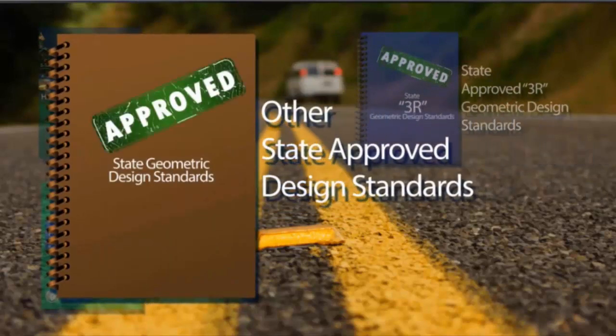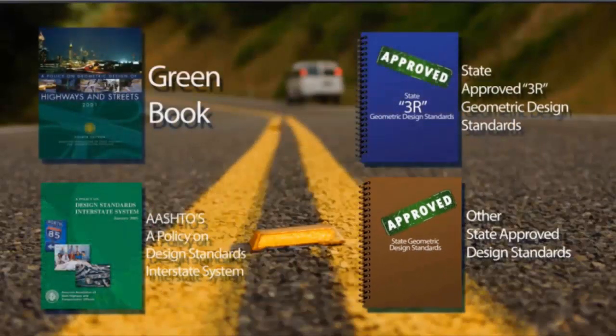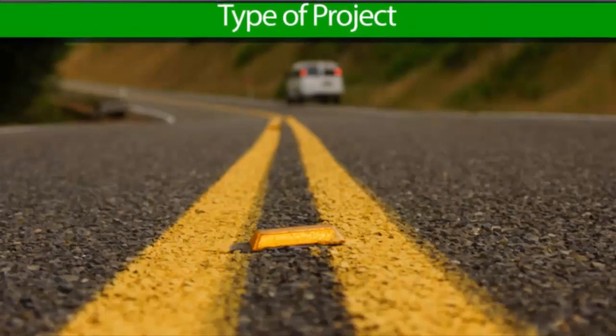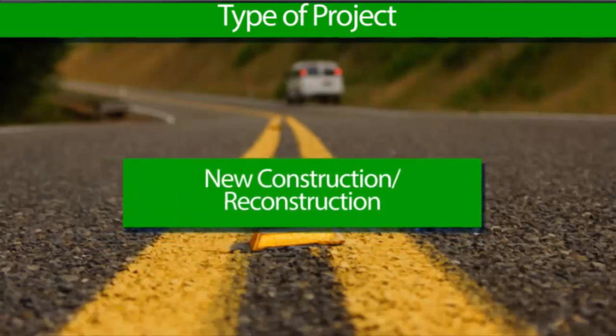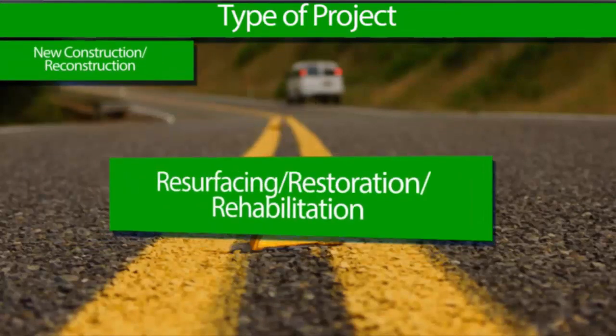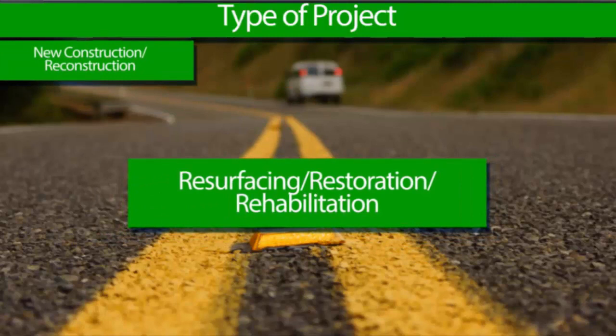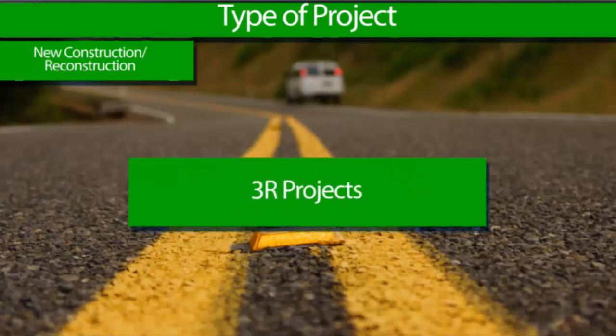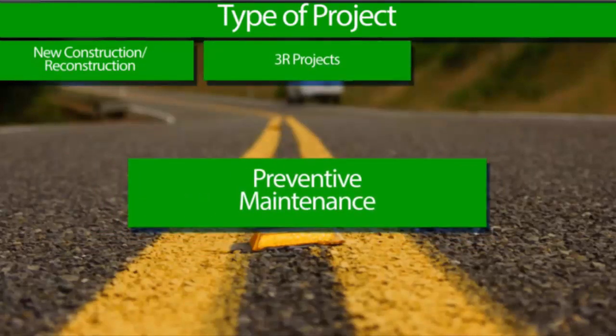Other state-approved design standards. To determine which design requirements apply to your highway project, you first should consider the type of project and where it's located. Project types generally fall into one of three categories based on the scope of work: new construction or reconstruction projects, resurfacing, restoration, or rehabilitation projects, more commonly referred to as 3R projects, and preventive maintenance projects.